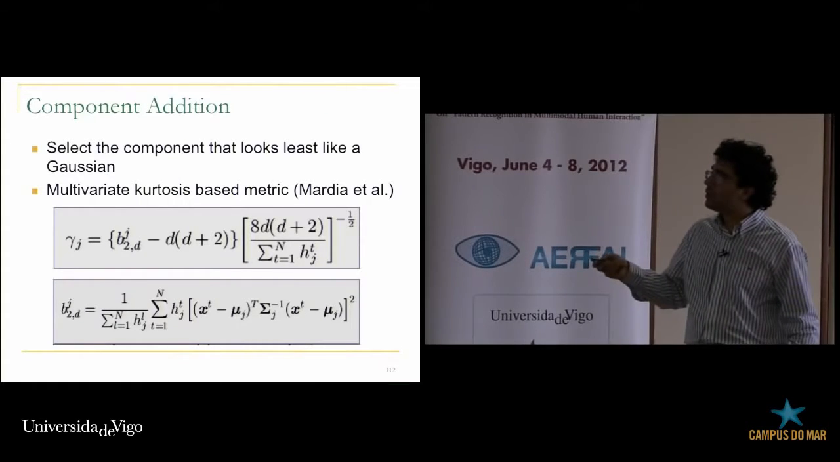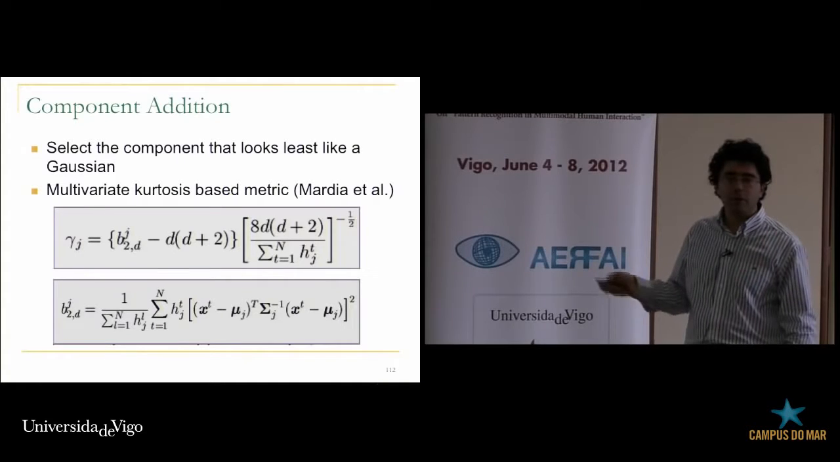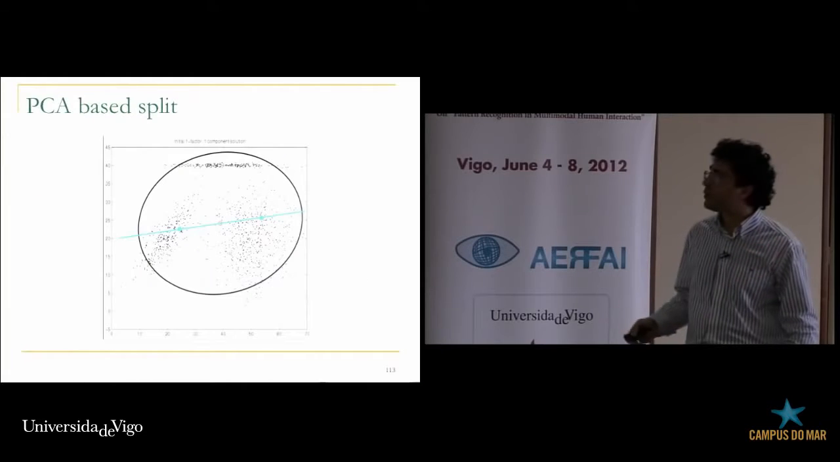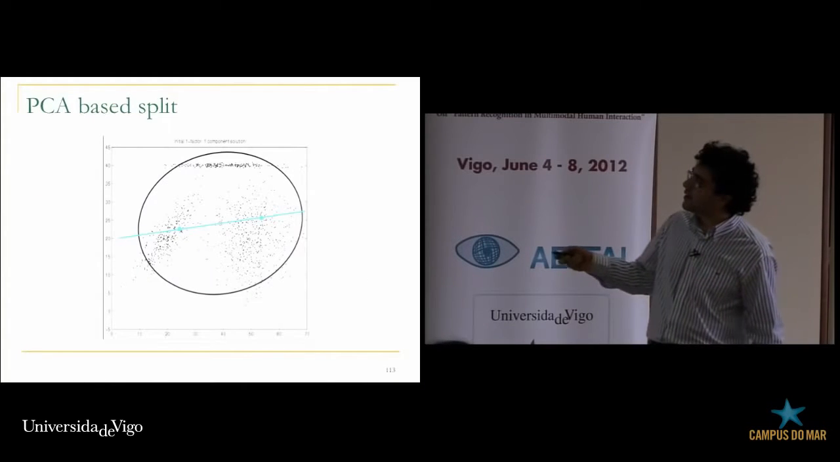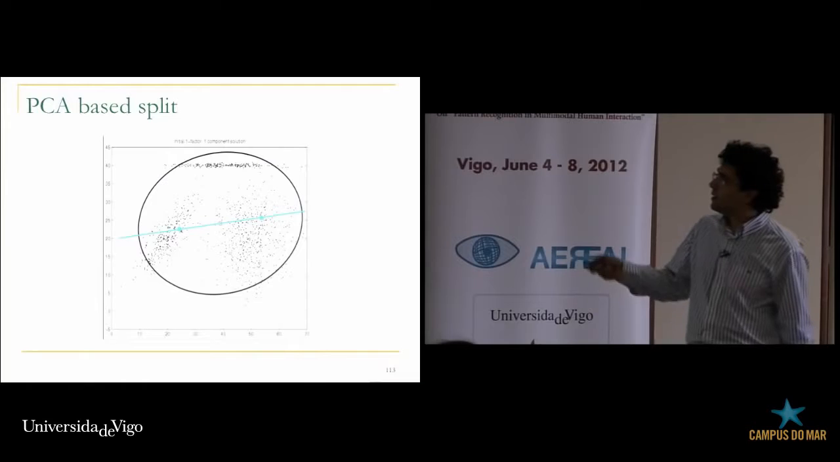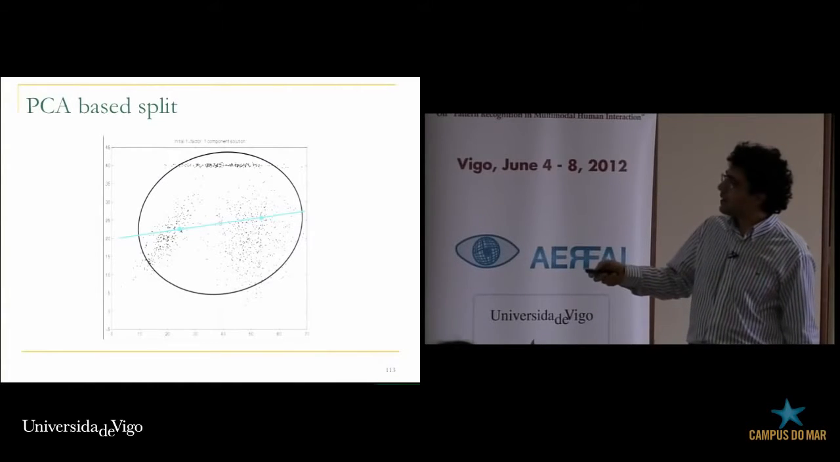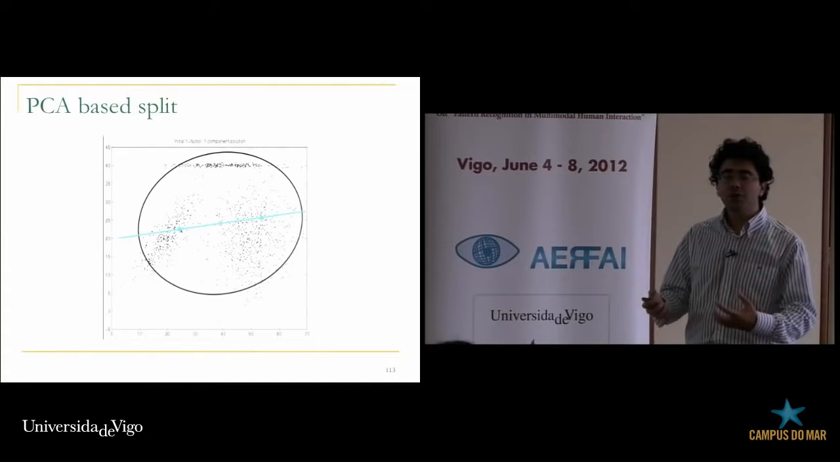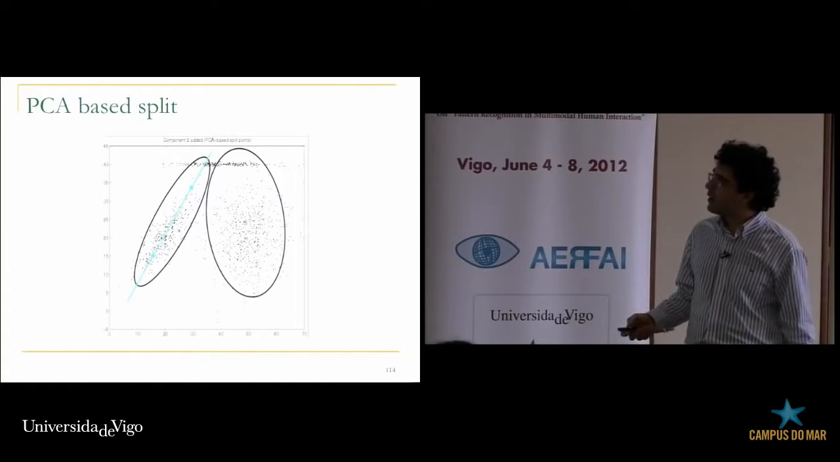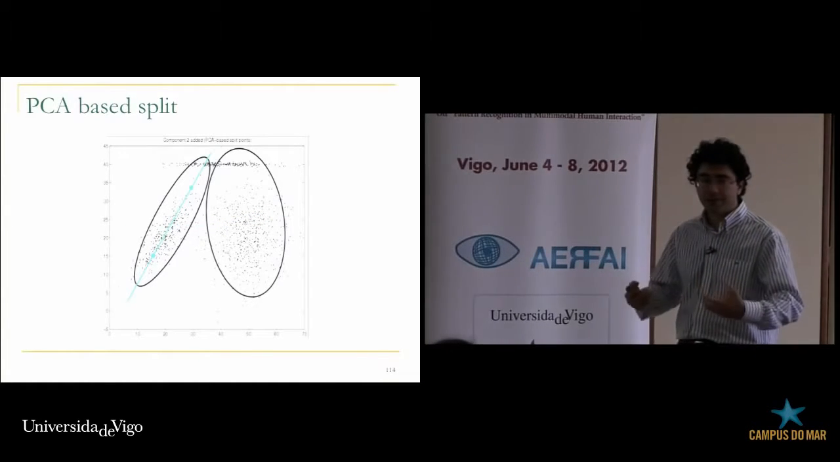We select the component that looks least like a Gaussian by observing a multivariate kurtosis criterion, and we split that component. For instance, let's say I have this data set. This is the initial one factor, one component solution. We look at its principal direction and from the mean go either way, one standard deviation, and use these as the new seeds of the components. And then we split it.